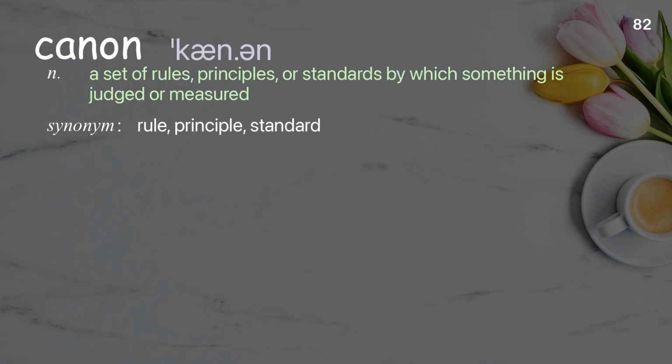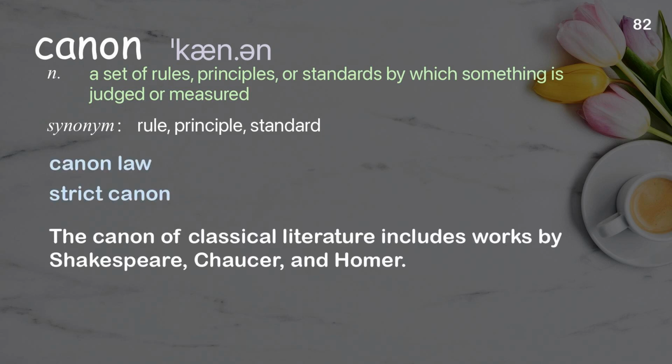Canon. A set of rules, principles, or standards by which something is judged or measured. Examples: Canon law. Strict canon. The canon of classical literature includes works by Shakespeare, Chaucer, and Homer.